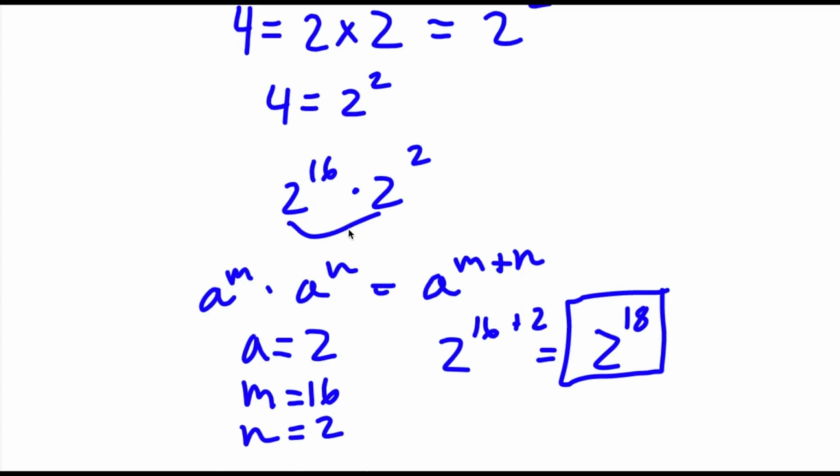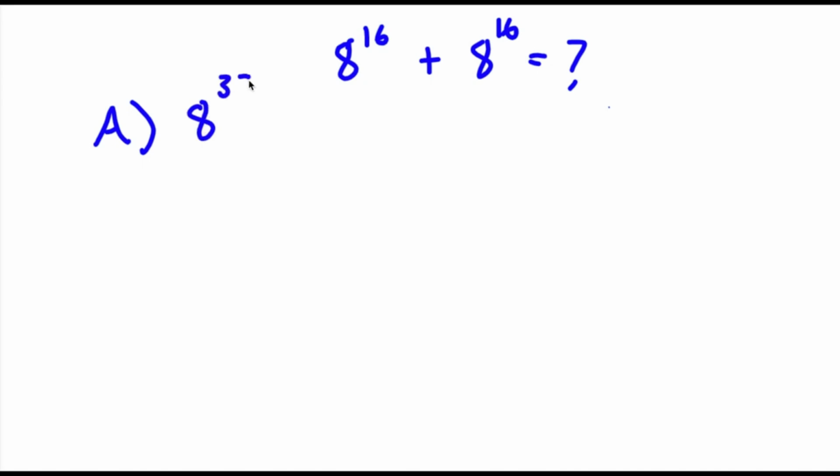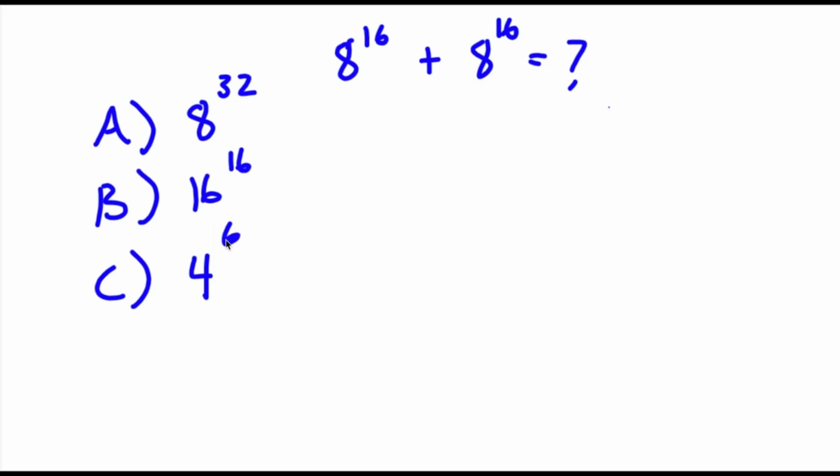So now it's time for our bonus problem. How to solve 8 to the power of 16 plus 8 to the power of 16. For this problem, we have 4 answer choices. A, this is 8 to the power of 32. B, this is 16 to the power of 16. C, this is 4 to the power of 64. And D, this is 2 to the power of 49.